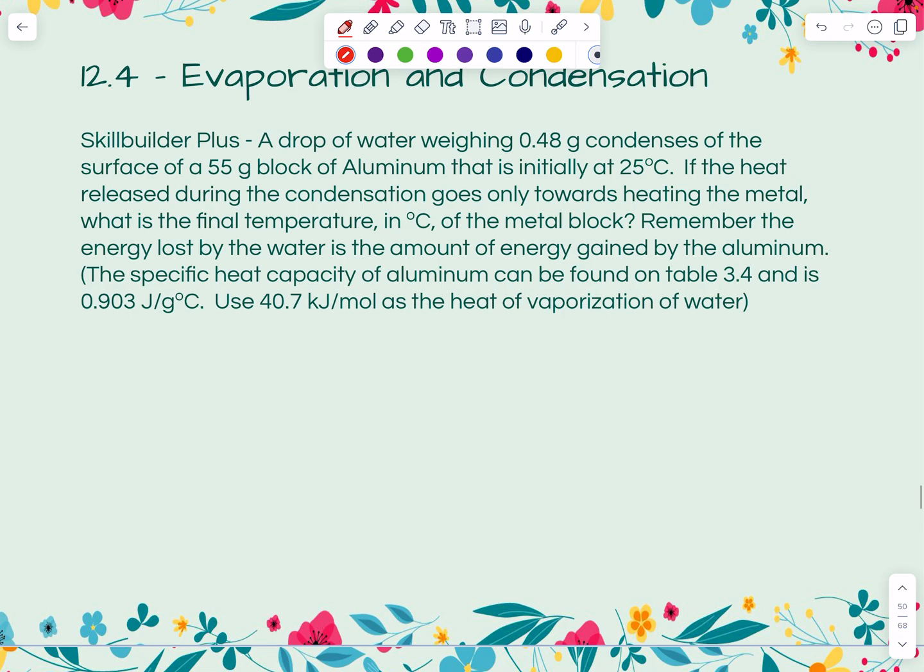This one, we're going to use some information or some language that we used way back at the beginning of the year. It says a drop of water weighing 0.48 grams condenses on the surface of a 55-gram block of aluminum that is initially at 25 degrees Celsius. If the heat released during the condensation goes only towards heating the metal, what is the final temperature in degrees Celsius of the metal block? Remember, the energy lost by the water is the amount of energy gained by the aluminum.